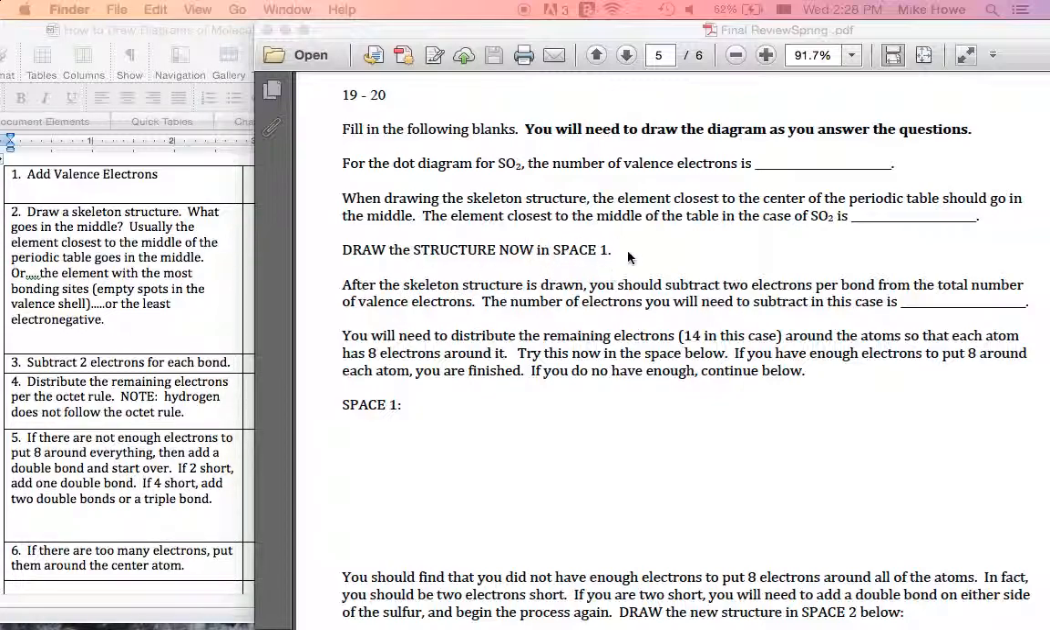Okay, here we go with the dot diagrams section of the final review. So the first thing you need to do on number 19 through 20 is to fill in the blanks. So for the dot diagram for SO2, which is sulfur dioxide, we need to find out how many valence electrons there are. So to do that, you need a periodic table.